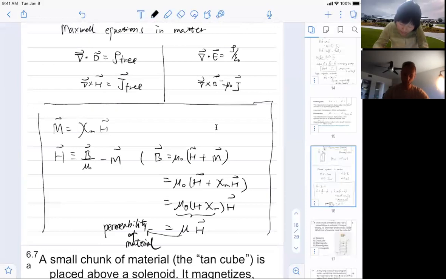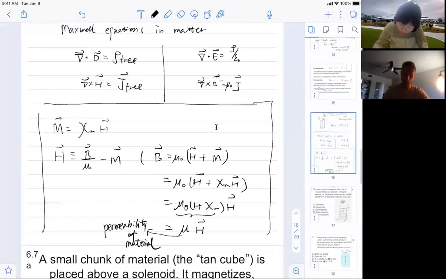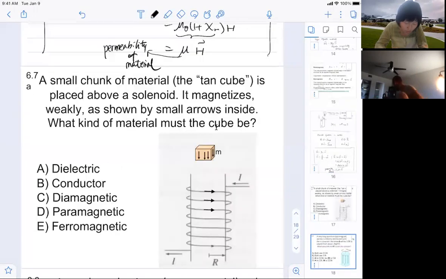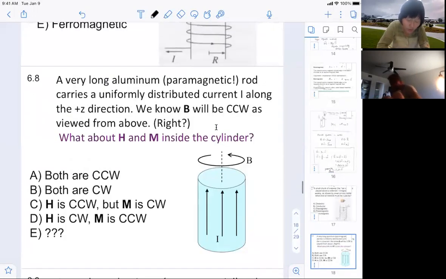Now we're ready. Let's try to answer some more questions. Here we have a long aluminum rod, which is a paramagnetic material, with a uniformly distributed current in the z direction. So we know for this, you do the right-hand rule, your B field will be counterclockwise, right? What about the H field and the M inside the cylinder? Which direction do you think those are?